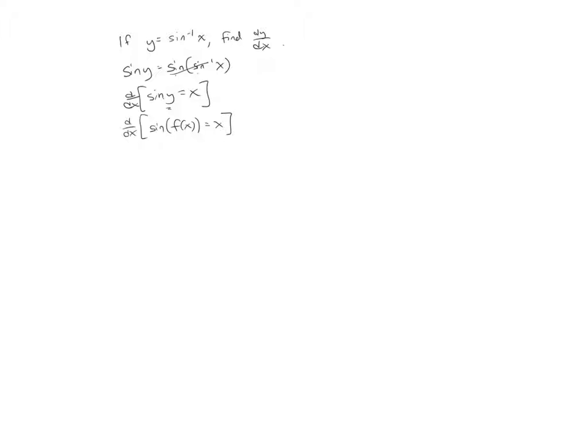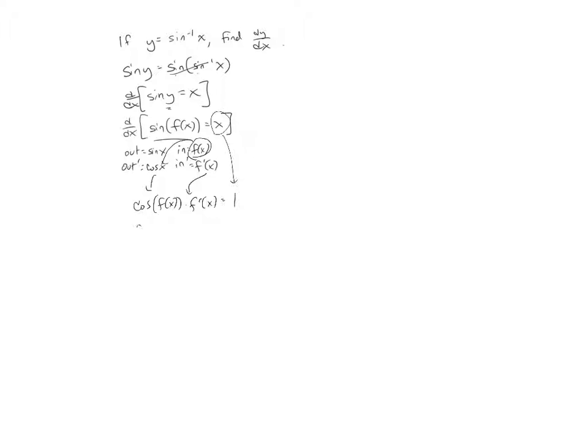Then I'm going to take the derivative of this using the chain rule. So the outside function is sine of x. The inside function is f of x. So the derivative of the outside is cosine of x, and the derivative of the inside is f prime of x. So the chain rule says that this is plugged into that, and then gets multiplied by the derivative of what was inside. Now, the derivative of the other side, the derivative of the x, is 1.